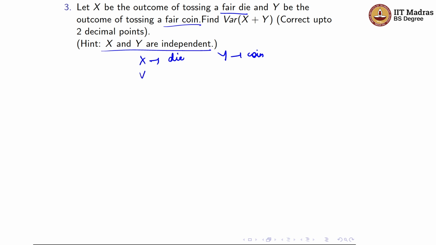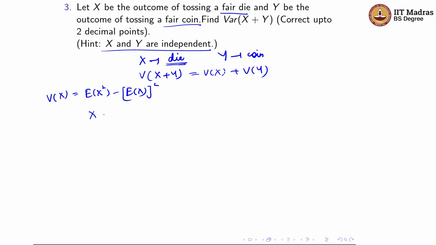And we know that when X and Y are independent, the variance of X plus Y will be equal to the variance of X plus the variance of Y. So first of all, we will find the value of the variance of X, which will be equal to the expectation of X squared minus the expectation of X whole squared.